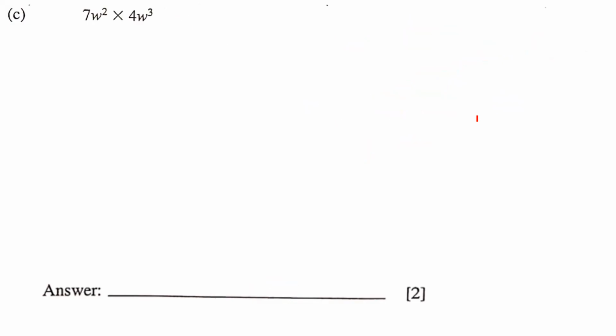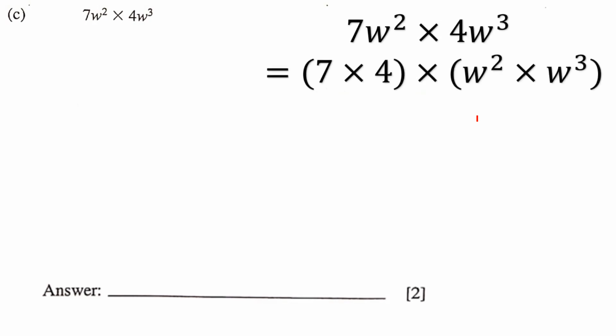Moving right along, we have 7w squared times 4w to the third power. And so how are we going to do this? Well, the first thing we're going to do is multiply. So let's multiply the numbers separately and then multiply the letters separately. So we have 7 times 4. Well, what is 7 times 4?